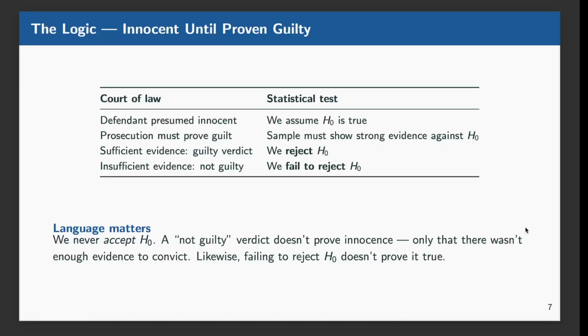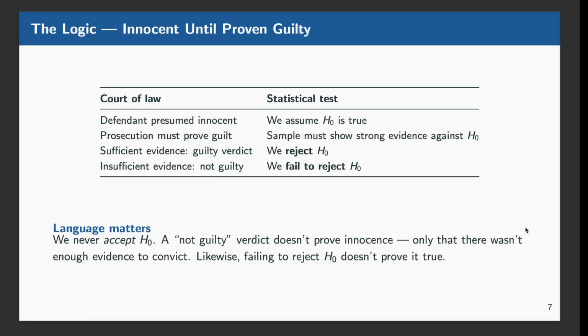If the evidence falls short of that bar, the jury delivers a verdict of not guilty, and in our world, we fail to reject H0. Now here is the sentence I genuinely need you to sit with for a moment. A verdict of not guilty does not prove that the defendant is actually innocent. It only means the evidence presented was not strong enough to convict them beyond a reasonable doubt. In exactly the same way, failing to reject H0 never proves that H0 is true. It only means our particular sample did not give us strong enough evidence to throw H0 out.